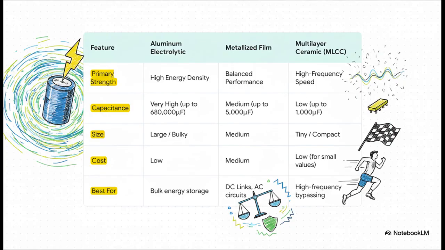First up, we've got the aluminum electrolytic capacitor. This is your heavy lifter, the Hulk of the team. It has huge capacitance, so it's perfect for storing big pools of energy. Next, you've got the metallized film capacitor. Think of this one as the all-rounder, kind of like Captain America. It's got balanced performance, making it great for all sorts of circuits. And finally, my personal favorite, the multi-layer ceramic capacitor, or MLCC. This is the nimble sprinter, the Flash. It's super tiny, incredibly fast, and it's the perfect hero for zapping that high-frequency noise we were just talking about.